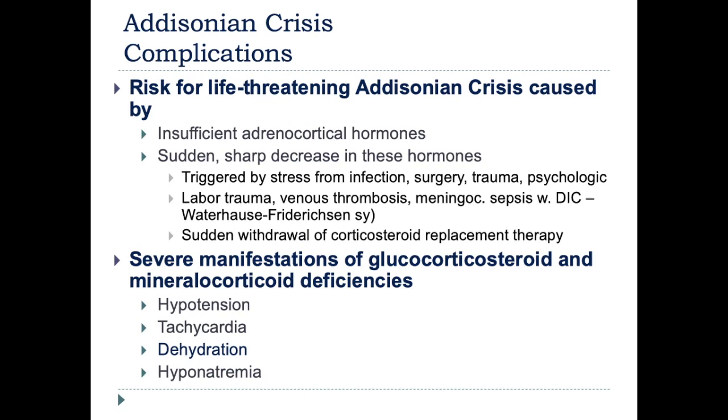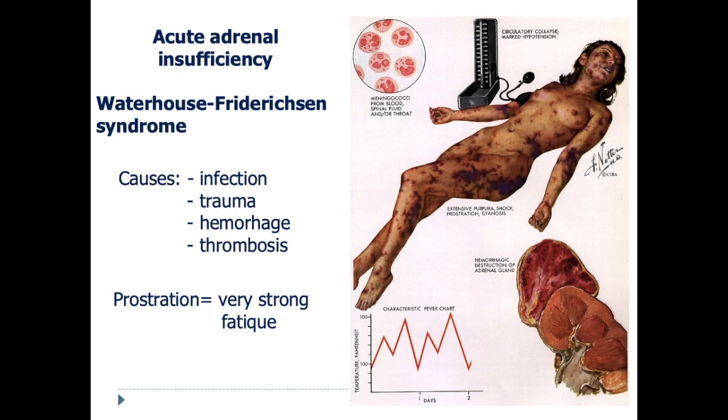And Addison's crisis is characterized by sudden and acute hyperkalemia, hypoglycemia, weakness, confusion, and hypotension. Severe hypotension, which can even lead to the development of shock. And this circulatory collapse is unfortunately unresponsive to usual treatment. Additional symptoms could be GIT manifestations, such as severe vomiting, diarrhea, abdominal pain. Also there could be development of acute renal failure and death.